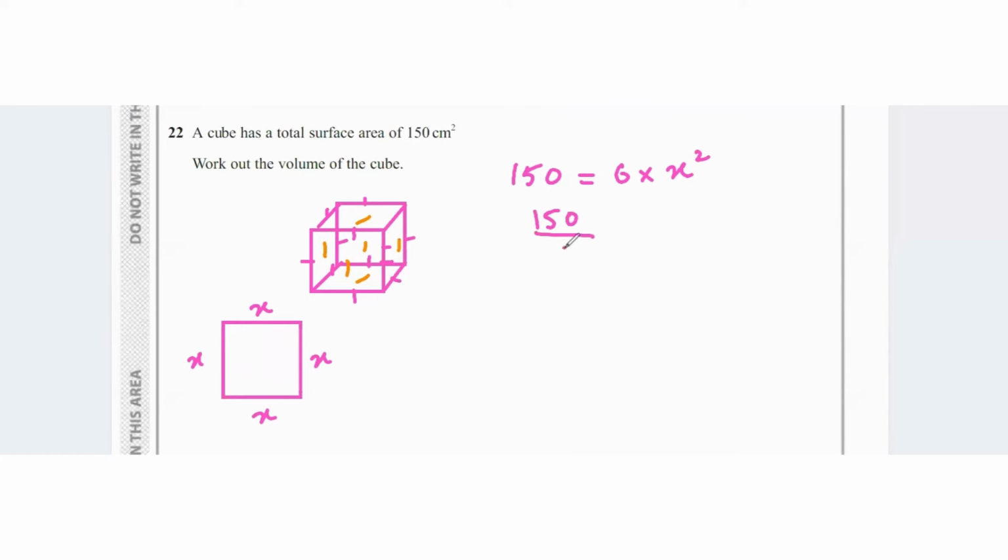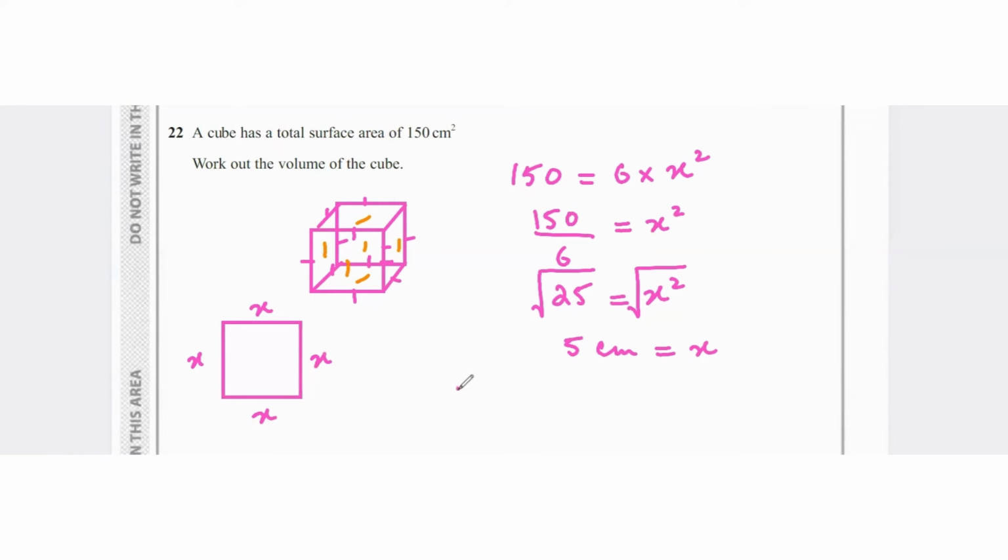If we divide 150 by 6, that's going to give us 25 equals x squared. To find the value of x, we will square root both sides to get rid of the square on x squared. And that gives us 5 centimeters for x.